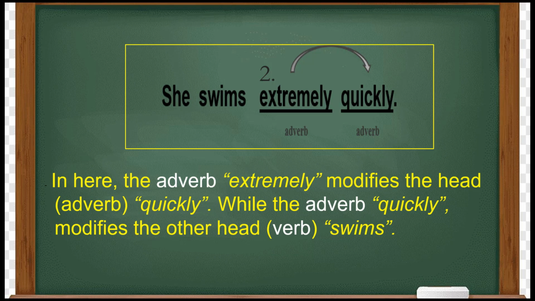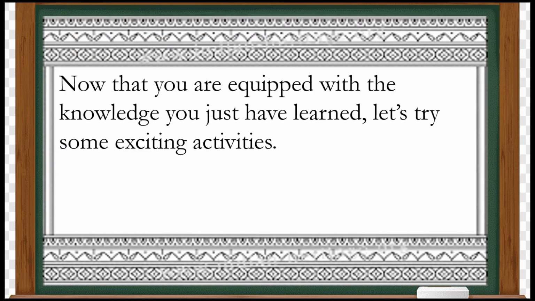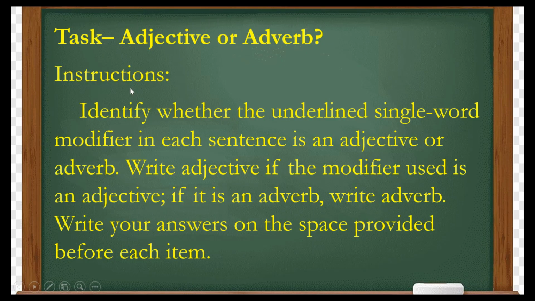Now that you are equipped with the knowledge you just have learned, let's try some exciting activities. Your task is to identify whether the underlined single word modifier in each sentence is an adjective or adverb. Write adjective if the modifier used is an adjective. If it is an adverb, write adverb. Write your answers in the space provided before each item.